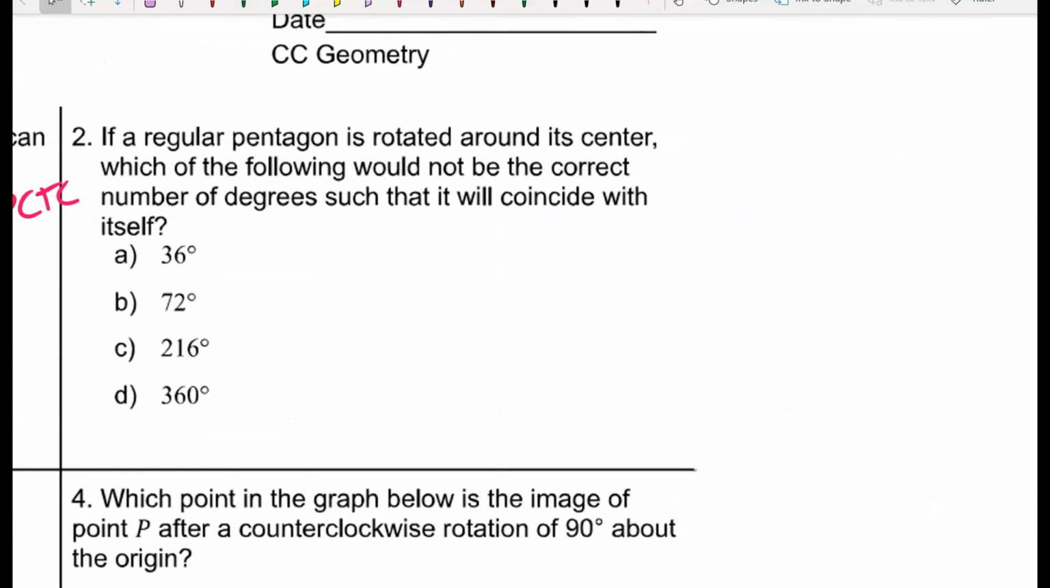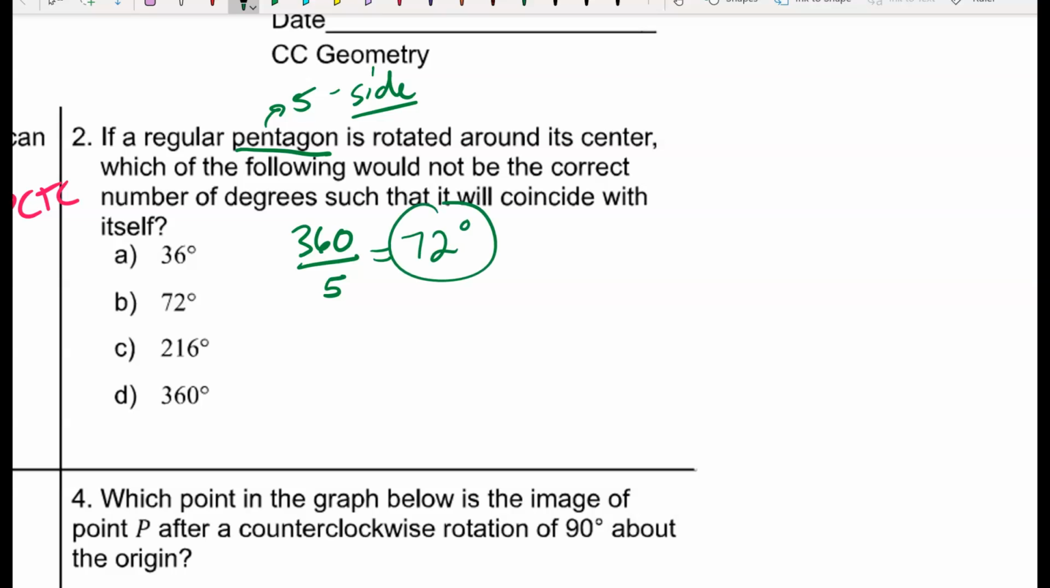Number 2. If a regular pentagon, remember that's a 5-sided shape, is rotated around its center, which of the following would not be the correct number of degrees such that it will coincide with itself? Well, remember, we could take 360 degrees divided by the number of sides, and that'll tell us the minimum angle of rotation to get the figure to lie on top of itself.